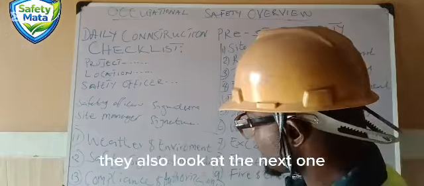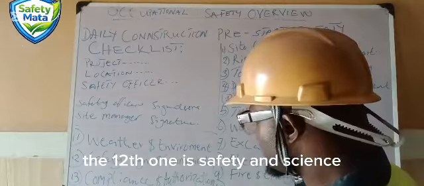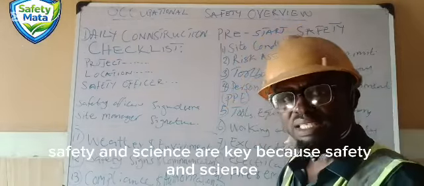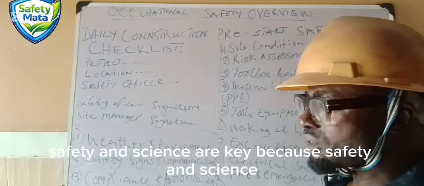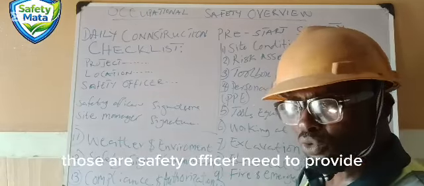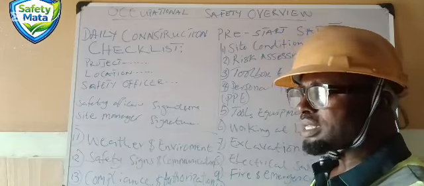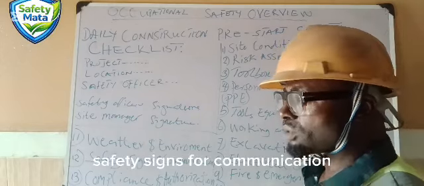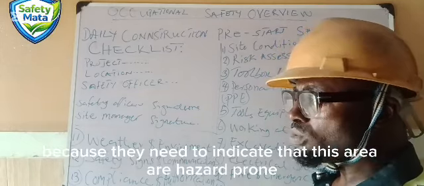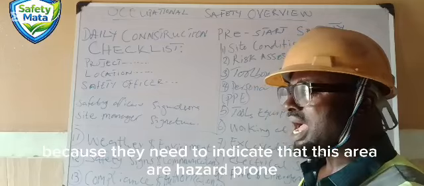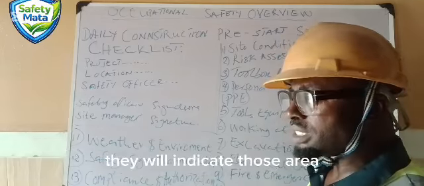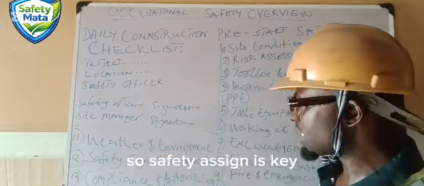They also look at the next one. The 12th one is safety and signs. Safety and signs are key, because the safety officer needs to provide safety signs for communication, to indicate that this area is hazard prone. They will indicate all those areas. So safety and signs is key.